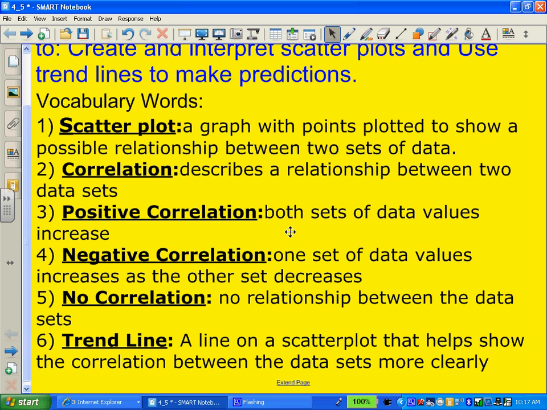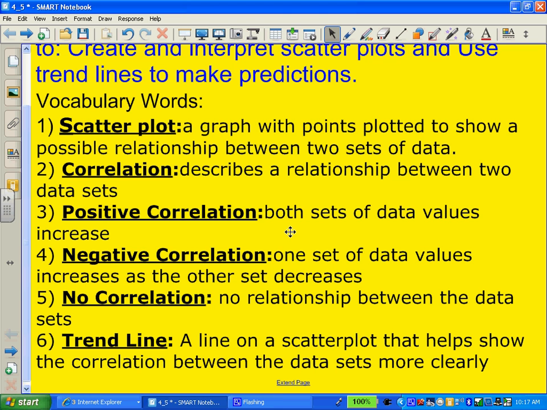Correlation is a relationship between two data sets. So there can be positive, negative, or no correlation. In positive correlation, both sets of data values increase. In negative correlation, one set of data increases and the other decreases. And then in no correlation, there's not a specific relationship evident between the data.